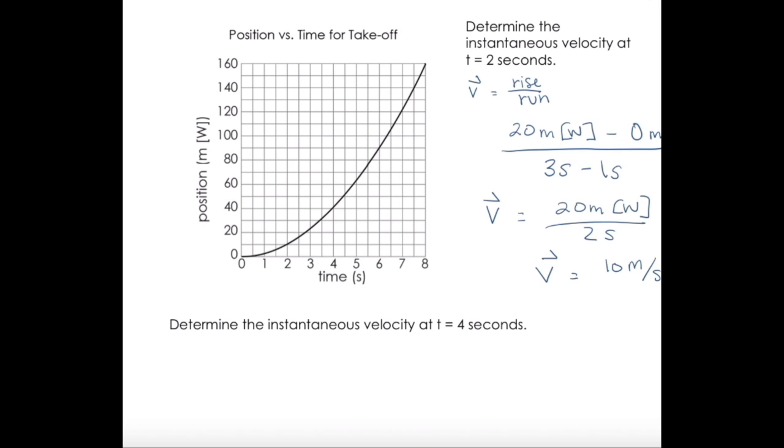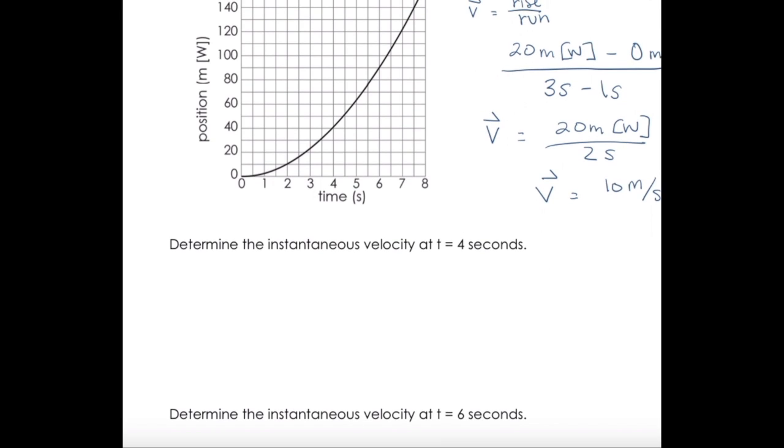For the next one, determine the instantaneous speed at time 4. So here is the position at time 4. We're going to draw a tangent line for this. So about where, like I said, it'll be easier for you because you can use a straight edge. We're going to find the slope of that tangent line.